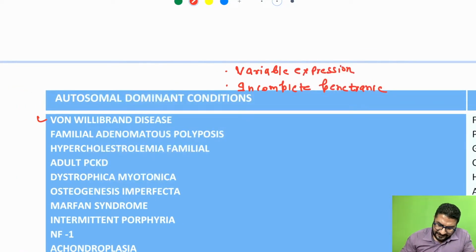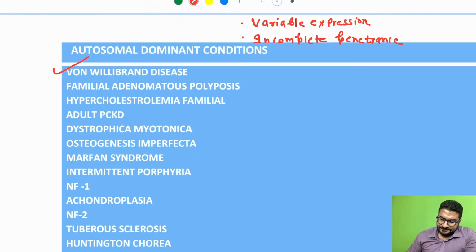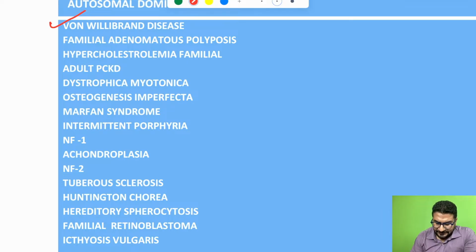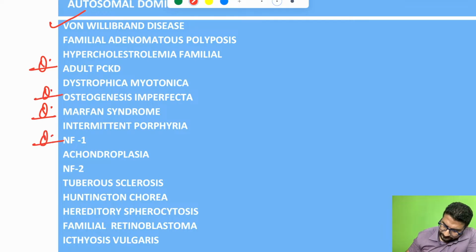So here we have von Willebrand disease, familial adenomatous polyposis, familial hypercholesterolemia, ADPKD, myotonic dystrophy, osteogenesis imperfecta, Marfan syndrome, acute intermittent porphyria, NF1, NF2, achondroplasia, tuberous sclerosis, Huntington chorea, hereditary spherocytosis. Then we have familial retinoblastoma, ichthyosis vulgaris. How many questions came? So look at the screen. Now I am marking the questions that came in your exam as FMG specific questions. So these are the questions that came from autosomal dominant only.